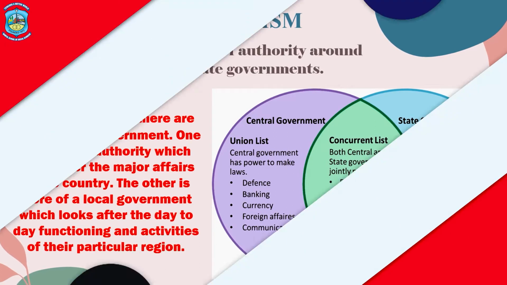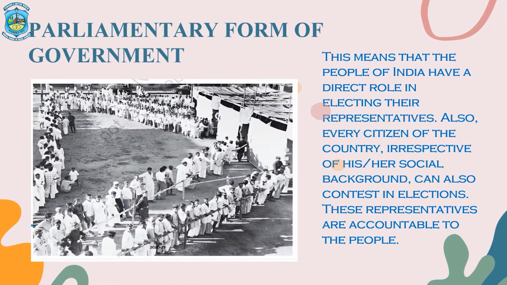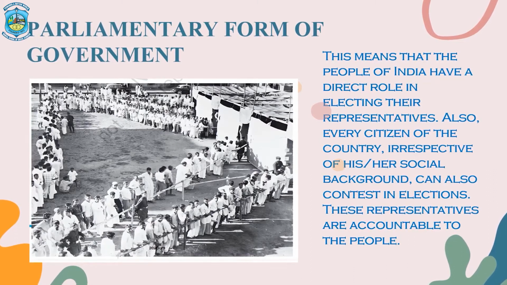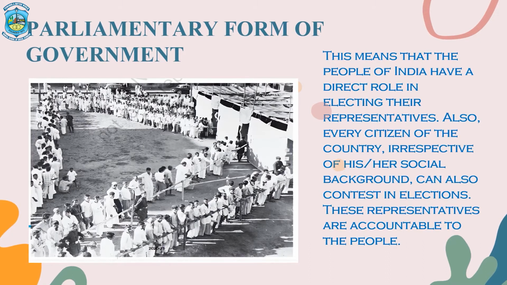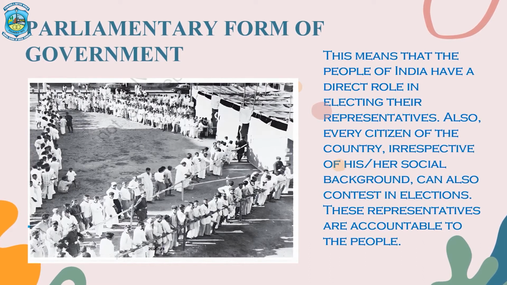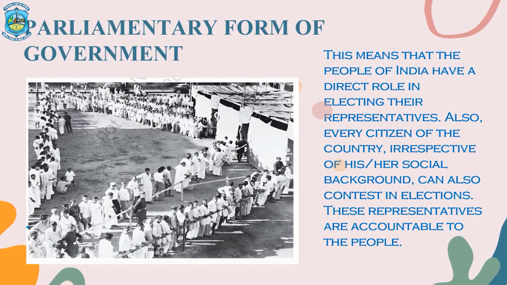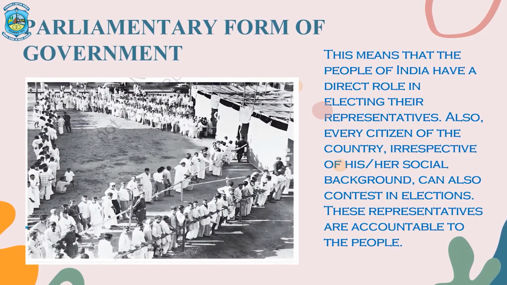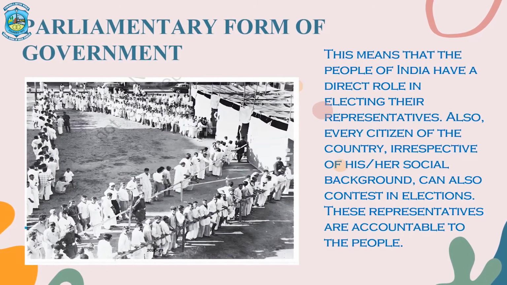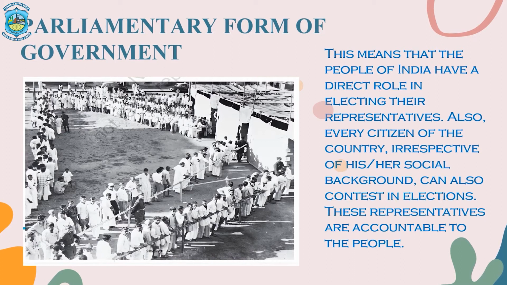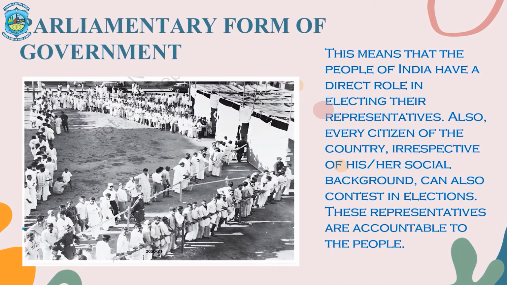Now, moving on to the parliamentary form of government. As you can see, this picture here shows people standing in a line to vote. In a parliamentary form of government we elect our representatives, which means that the people of India have a direct role in electing their representatives. We, as citizens of India, have a power to vote, have a power to elect. Every citizen of India, irrespective of their social background, can also contest in elections.